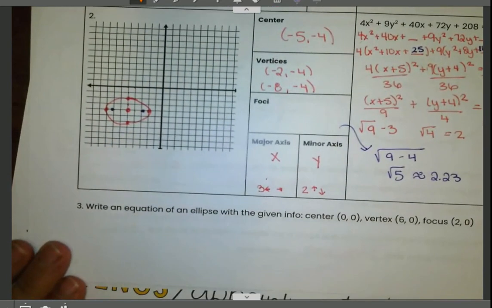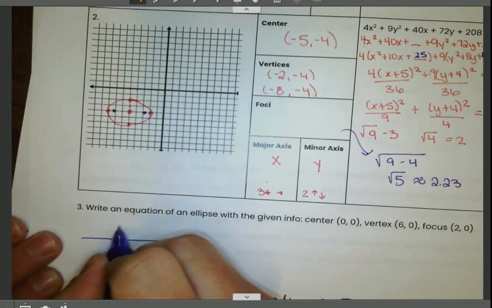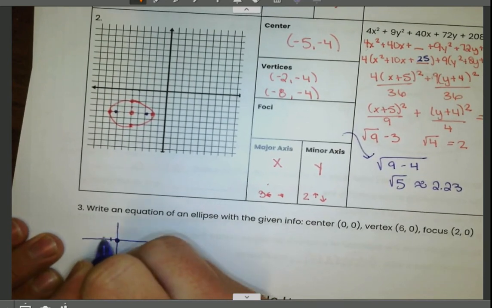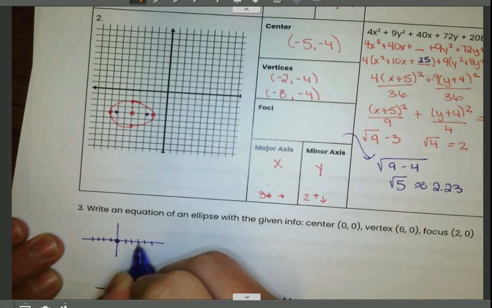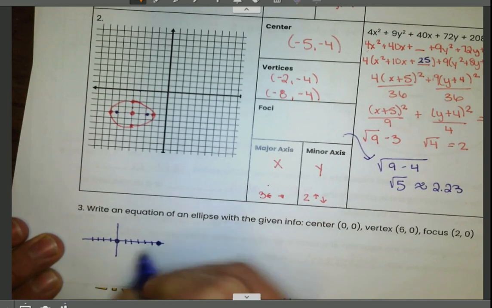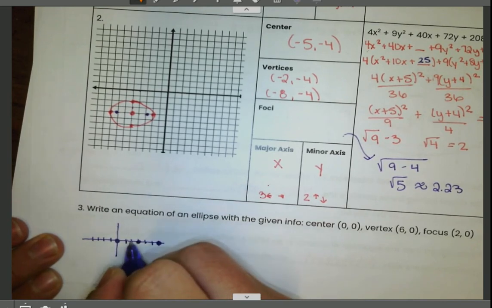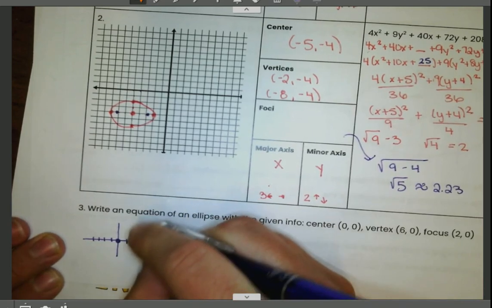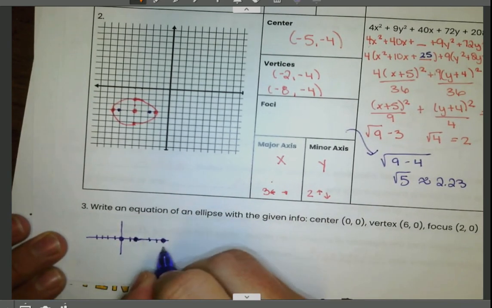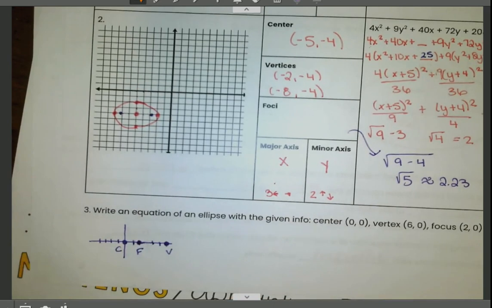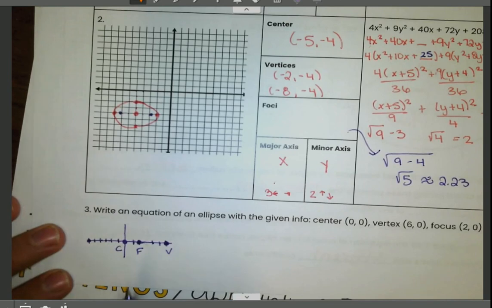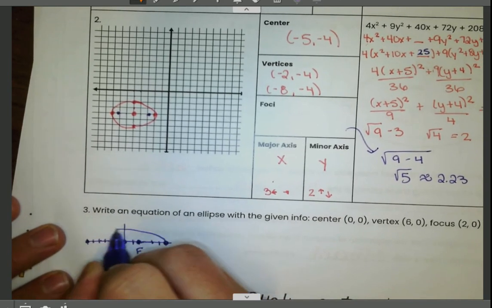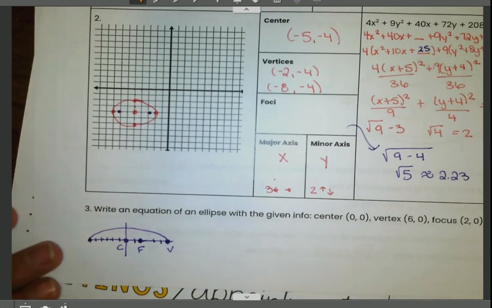So we've got a center at the origin, a vertex at 6, 0, and a focus at 2. That's not 2. This is 2. Sorry about that. At 2, 0. So I've got vertex, focus, center. And then negative 6. So it's going to go something like this with some unknown height we're going to figure out.